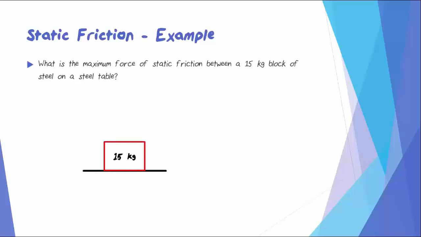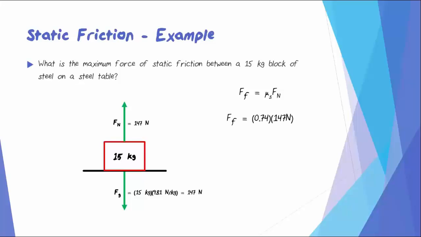We'll start by drawing a free body diagram. We know we have the weight, Fg, and the normal force, Fn. We can calculate that the weight is 147 newtons. This means that the normal force is also 147 newtons. Now we can calculate the friction. We can look up the static coefficient of friction for steel on steel from the reference table to be 0.74. If we multiply that by the normal force, we find that the force of friction is 109 newtons.